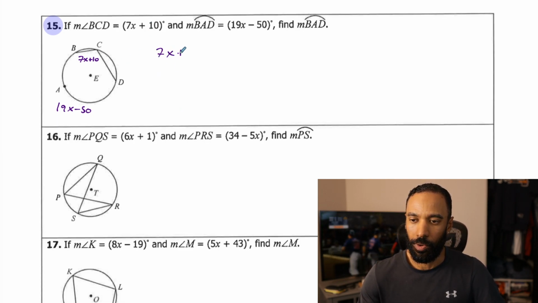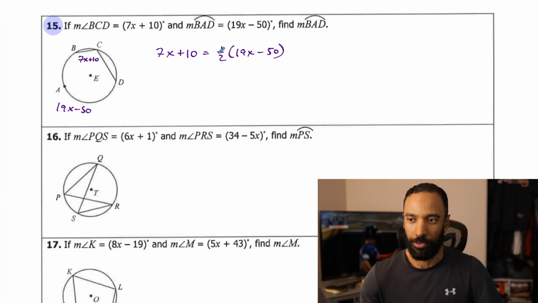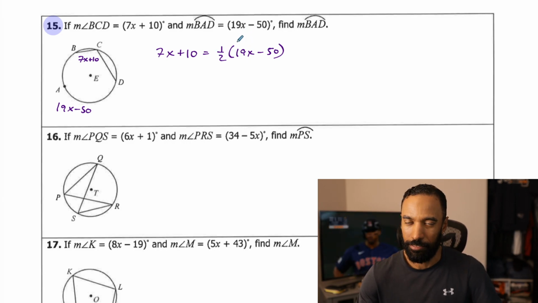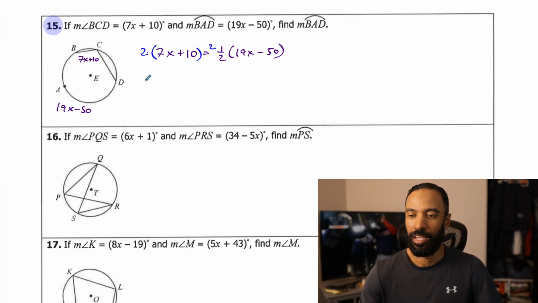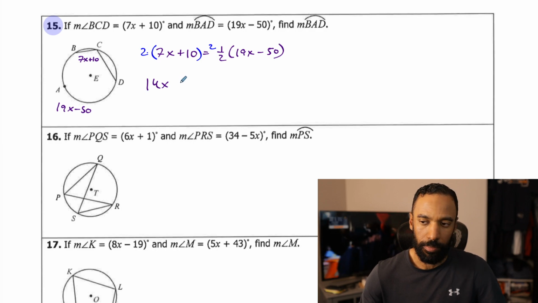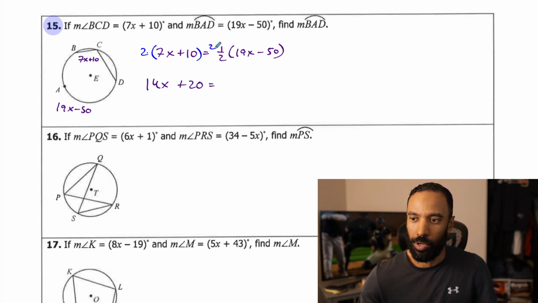So these aren't equal. Again, the inscribed angle is half the measure of its intercepted arc. Instead of taking half of this, that would mean a distribution into an odd number. Not a fan. Let's instead multiply everything by 2, and that does mean you're going to double that entire set. So I get 14. I'd rather distribute by doubling than halving. 14x plus 20 equals 19x minus 50.